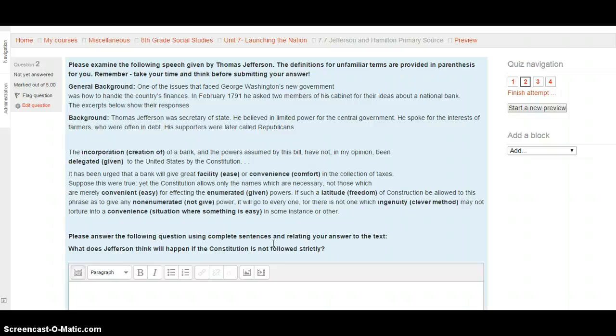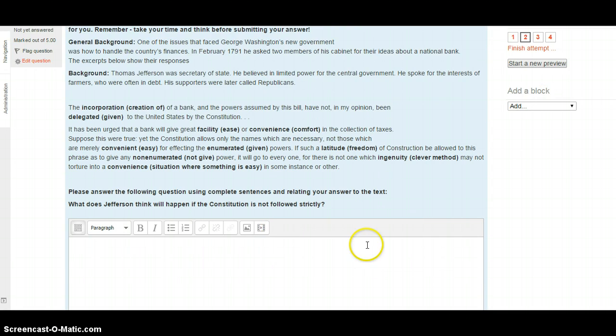Again, feel free to pause, stop, rewind. Use this to help you. Please answer the following question using complete sentences and relating your answer to the text. What does Jefferson think will happen if the Constitution is not followed strictly? So take a look at the text I have for you there and the material provided. From there, express your answer in a complete sentence relating it to what we've just read. When you're ready, hit the next button.